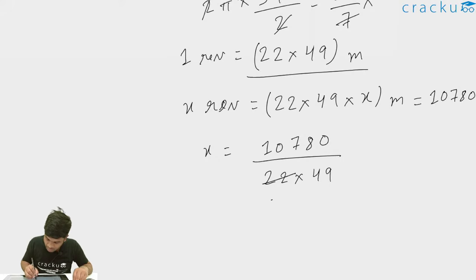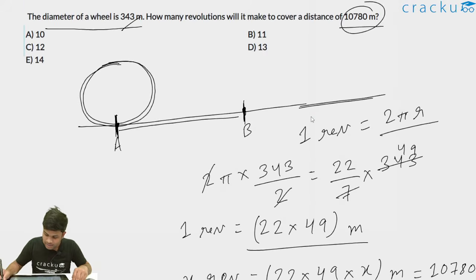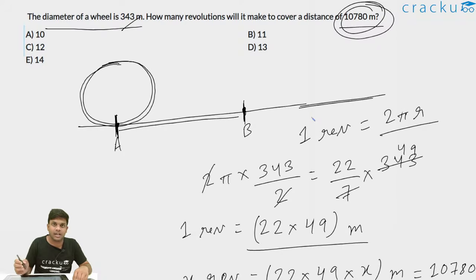So if you divide it by 2, you will get 11, 5, 3, 9, 0. You will get this, and again divided by 11. So you will get 11 4s are 44, and then 11 9s are 99, and then 49. This will be 10. So you will get total of 10 revolutions. So it means that in 10 revolutions the wheel will cover a distance of 10,780 meters. So answer is option number A, which is 10.